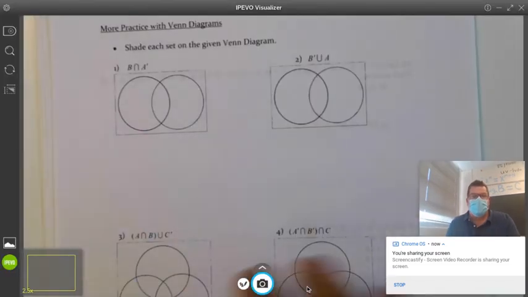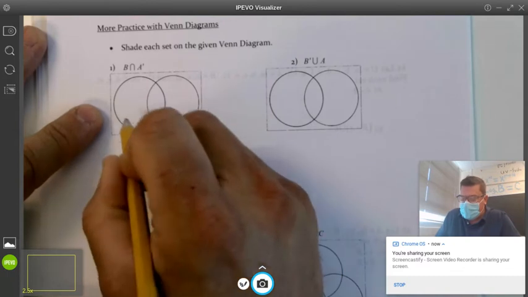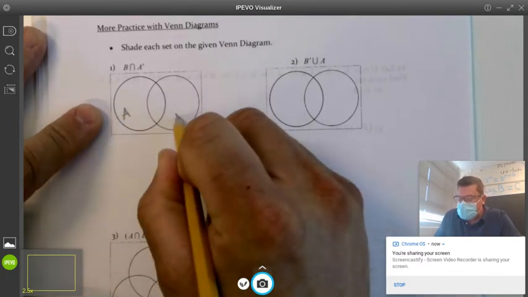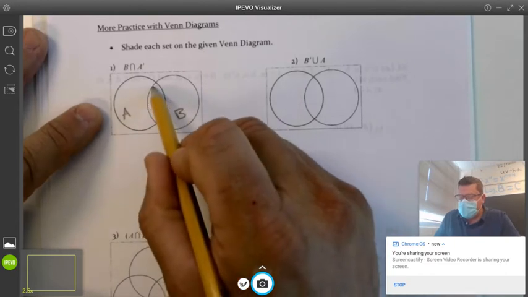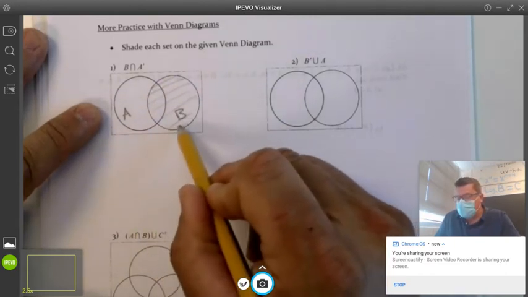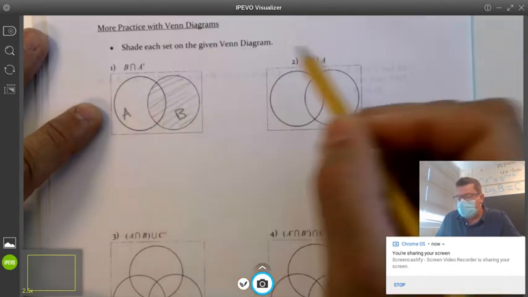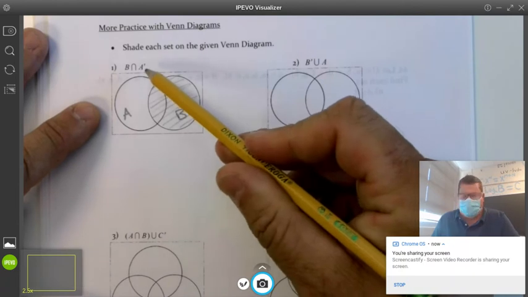Shading Venn diagrams looks like this. We want to shade everything in B. So first you got to label these interior pieces as A or B. Shade everything in B, but do it lightly. I'm going to shade diagonally up to the right, and then shade everything in not A.